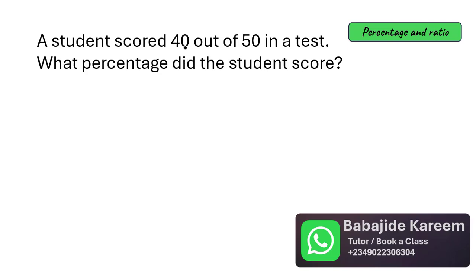A student scored 40 out of 50 in a test. What percentage did the student score? So what you do here is you say 40 over 50, this is what the student scored, then you multiply it by 100%. So when you do this, what you are going to have is 50 here 1, 50 here 2. 40 times 2 would give you 80. You bring the percent here, 80%.